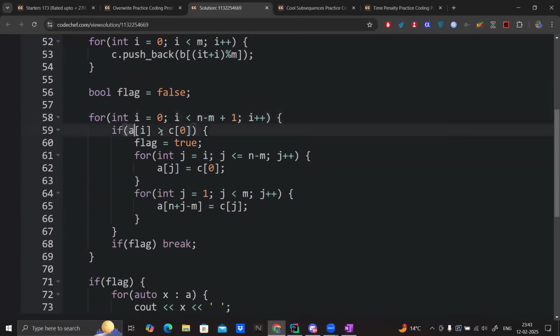So if a_i is greater than c_0, which is the minimum element, then flag equals true. Flag equals true means that I have applied the operation. And basically from that index i to n minus m, I just set it to c_0, right? The chain reaction. And after that, I just set it to c_j, like I'll just apply at the end.